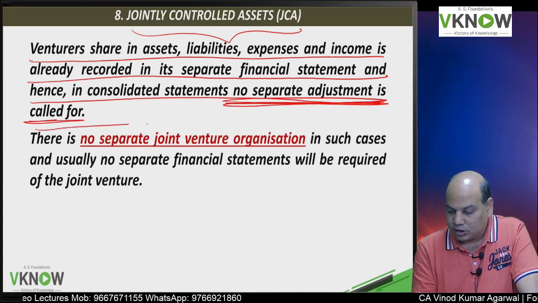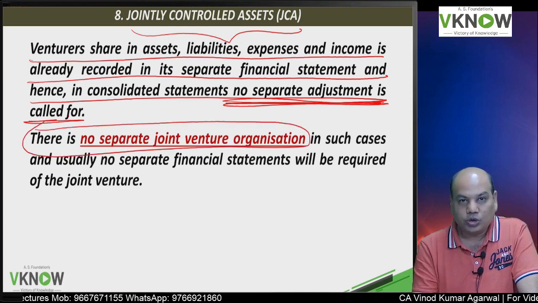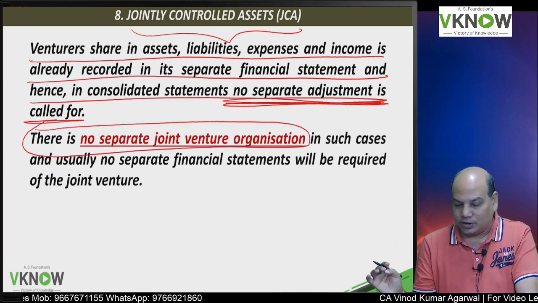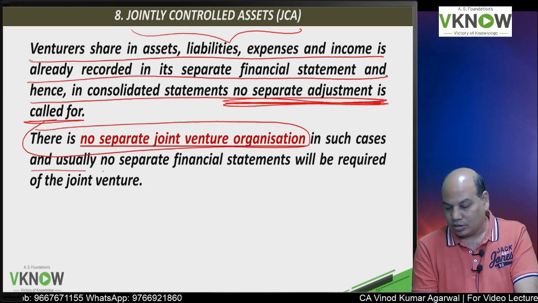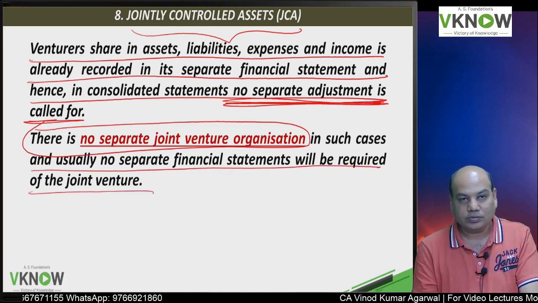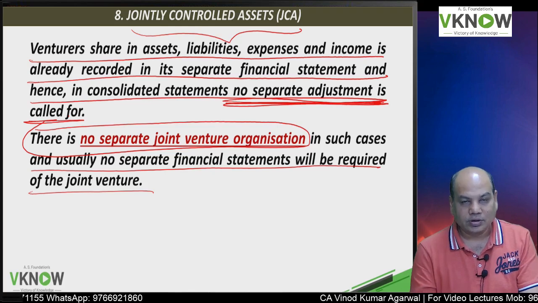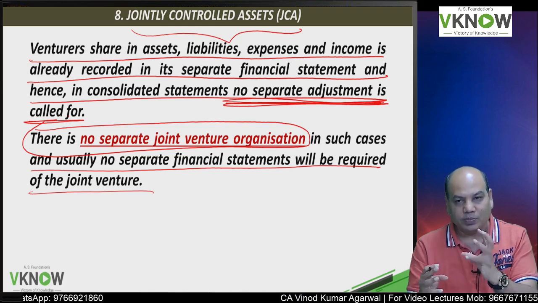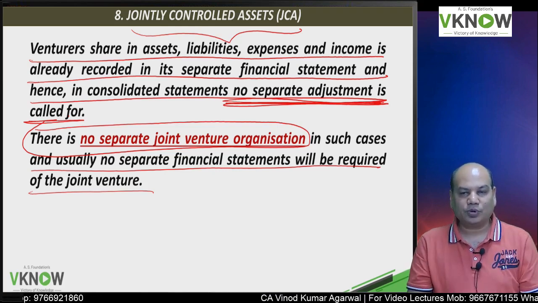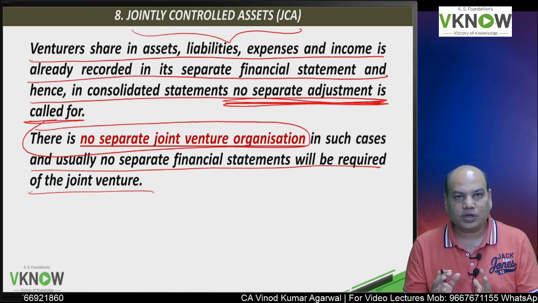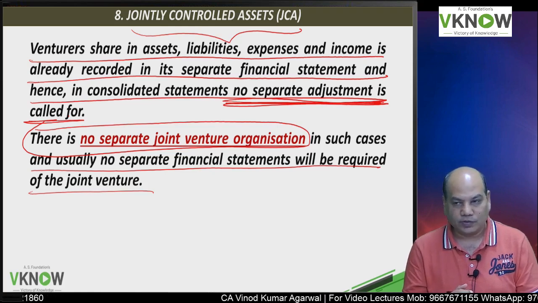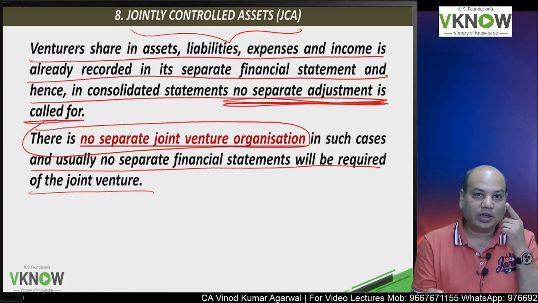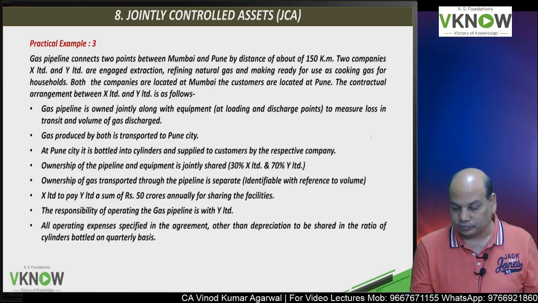One important thing about JCA: no new separate legal entity is created. Each party will record their transactions in their books. They might prepare a draft profit and loss statement for the purpose of calculating the profit from the joint venture, like we did in the earlier problem.